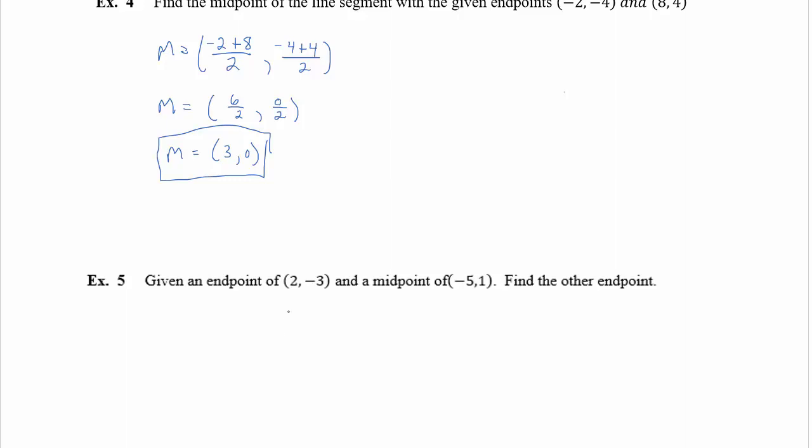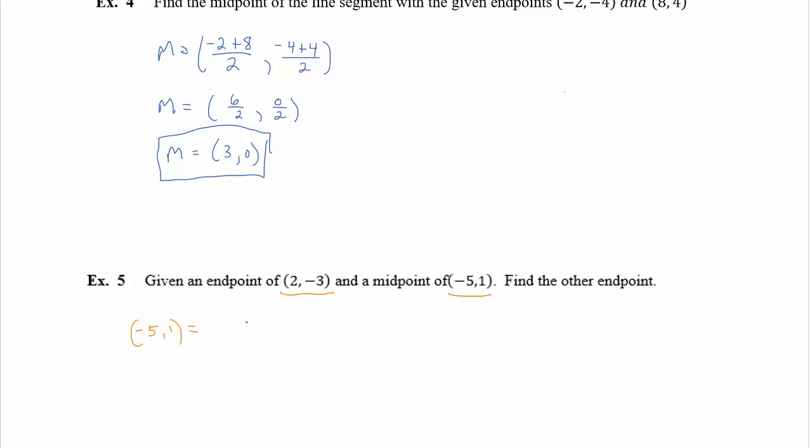So let's take a look at this. Given an endpoint of 2, -3, and a midpoint of -5, 1, find the other endpoint. So again, let's try this out like we did on number 2. So our midpoint, let's put over here as -5, 1.